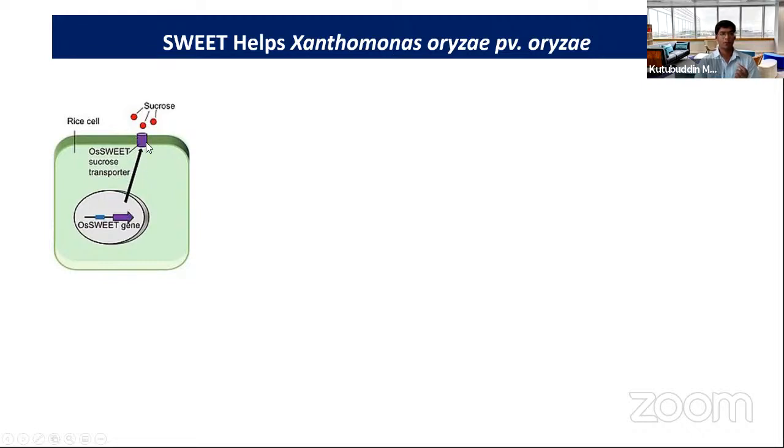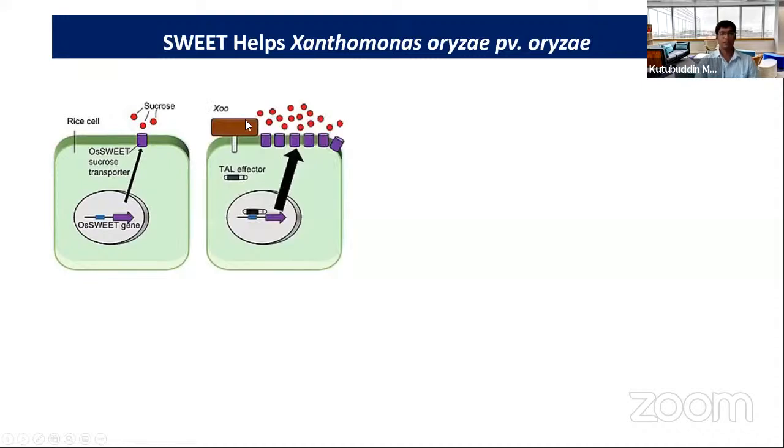So this protein actually is a transporter protein. So it has a function. It transports sucrose from inside the cell to the apoplastic region, to the outside of the cell. Okay, so this is a simple rice cell.